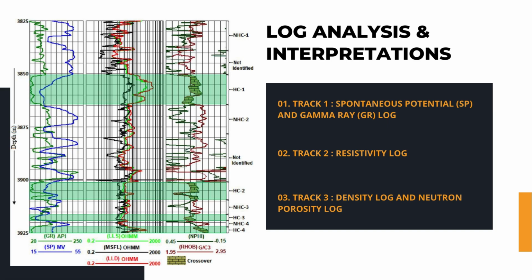Next, the log analysis and interpretation. Based on the log result, there are three tracks, in which the first track shows spontaneous potential SP and gamma ray log. The second track shows resistivity log, and the third track of log analysis shows density log and neutron porosity log.